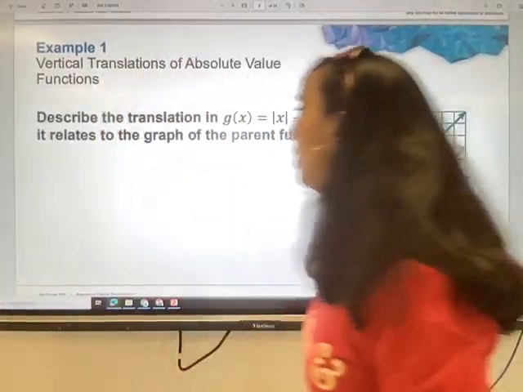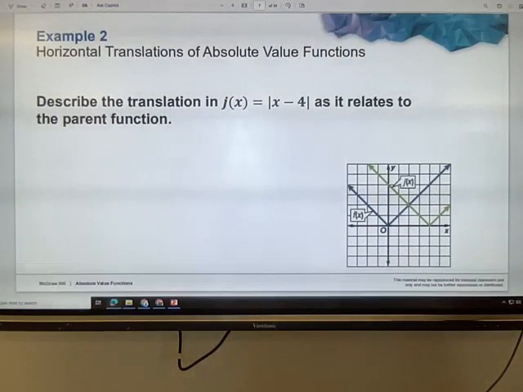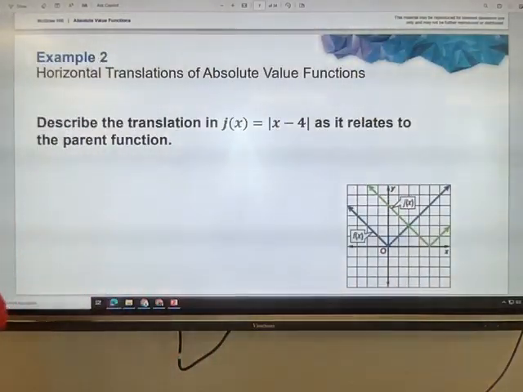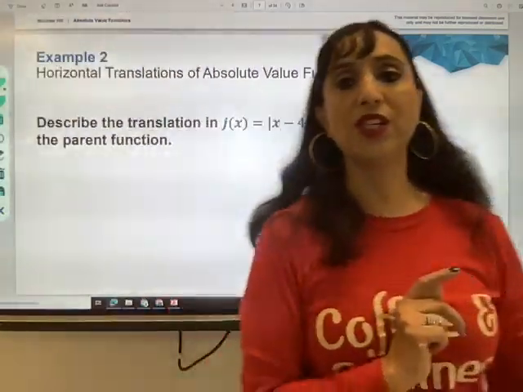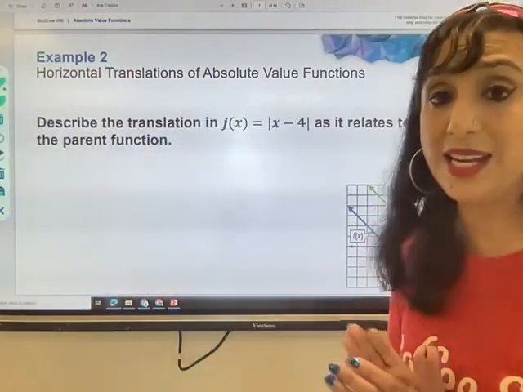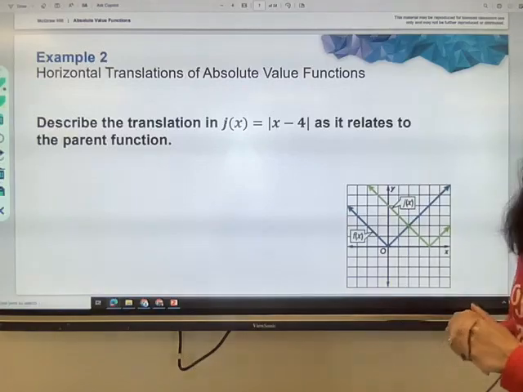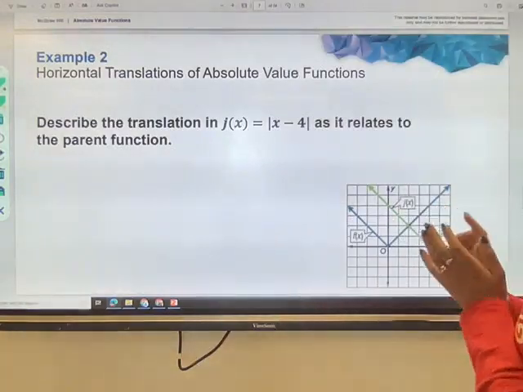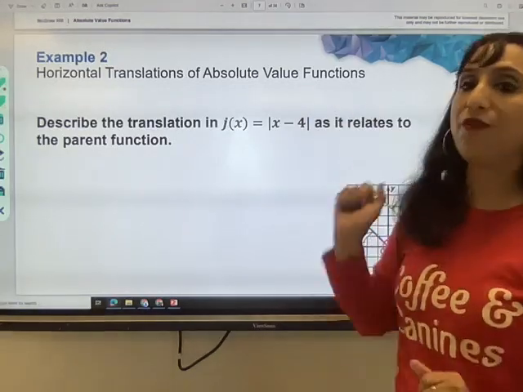Now, let's look at one. And we have this graph over here. And we're going to describe this translation. Now, we can see it's saying describe the translation in j of x is equal to absolute value of x minus 4 as it relates to the parent function. So now we know the parent function, the vertex is at 0, 0, which is over here. Now it's saying x minus 4.